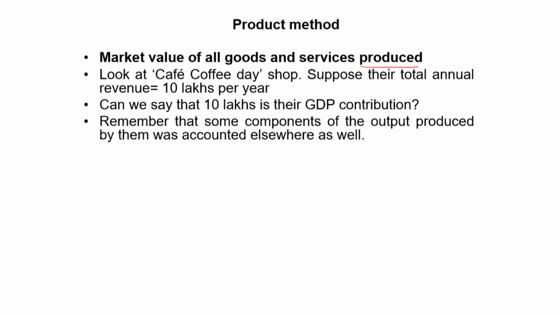Then when we say that 10 lakh is their GDP contribution, maybe they use inputs of, for example, 6 lakhs, so their contribution is their own effort plus profit, maybe 4 lakhs. So the GDP contribution is not this 10 lakh. Instead, we need to take only these 4 lakhs, because that is their value addition. The 6 lakhs of inputs are intermediate products they have used in generating the revenue of 10 lakhs per year.